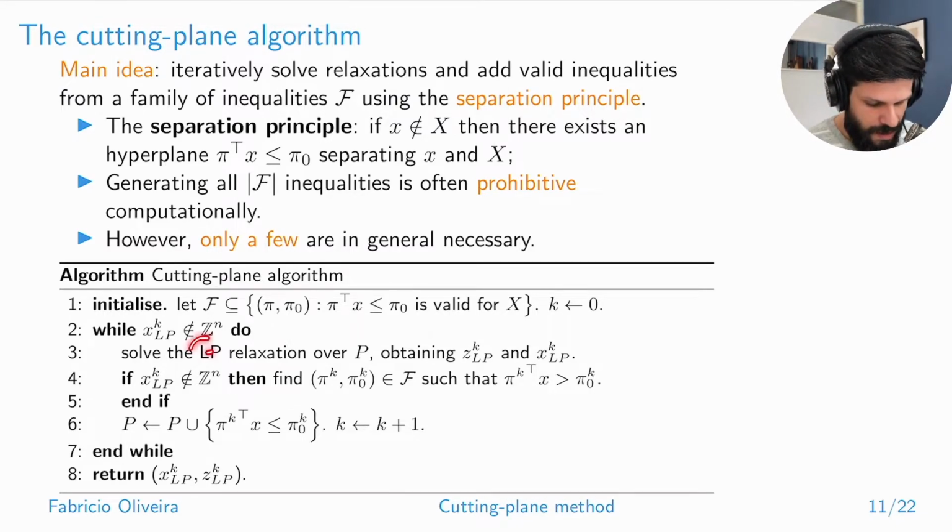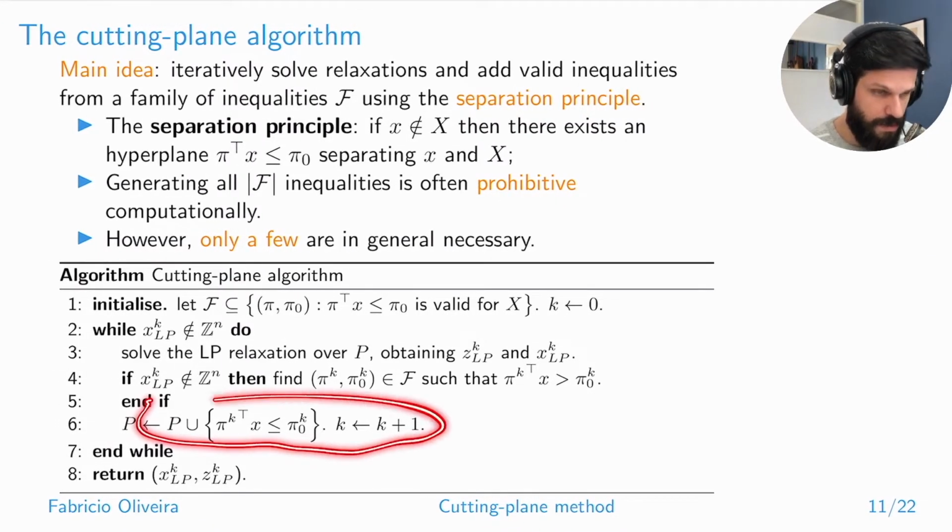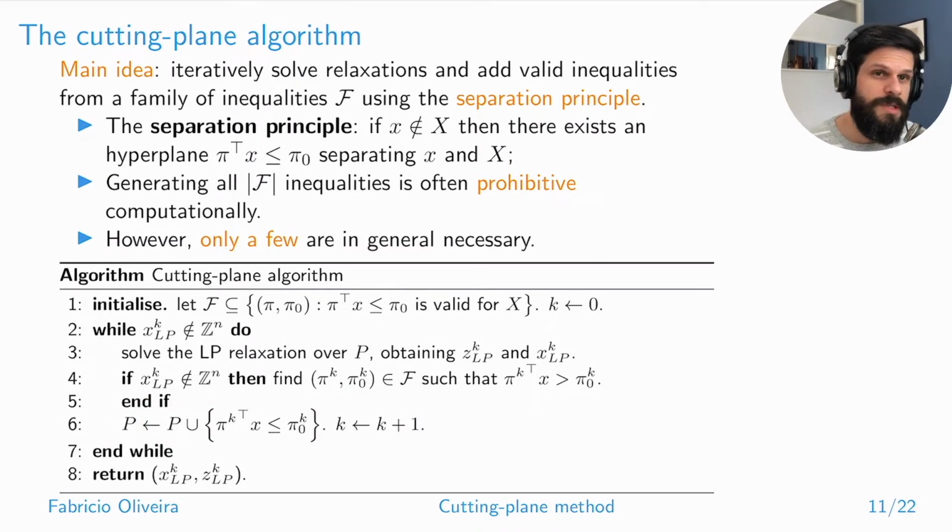Because then the relaxation is just the LP relaxation, and the separation principle is trying to find a solution that is separating the LP relaxation from the feasible set X. And then what you do is add this constraint and carry on. So it's a similar principle to what is going on in the TSP with the subtour eliminations, but now our relaxation is just the LP relaxation.